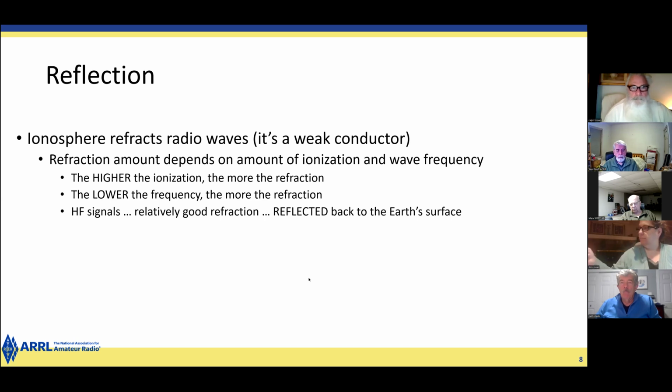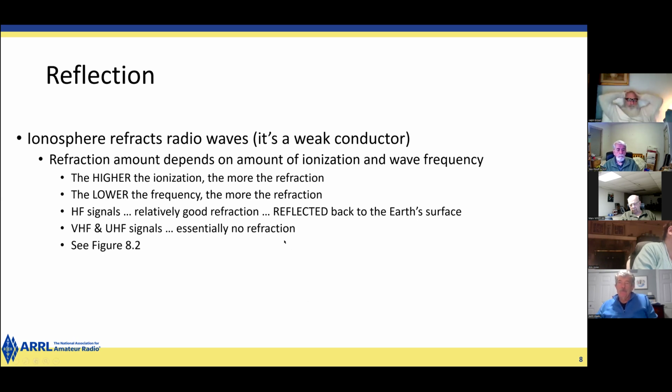Now, in the high frequency bands, refraction is fairly good. And so the radio waves are effectively reflected back to the Earth's surface, which is good because that way you can contact distant stations. So VHF and UHF essentially pass right through all the layers of the ionosphere. And that's why we talk about point-to-point propagation for VHF and up.